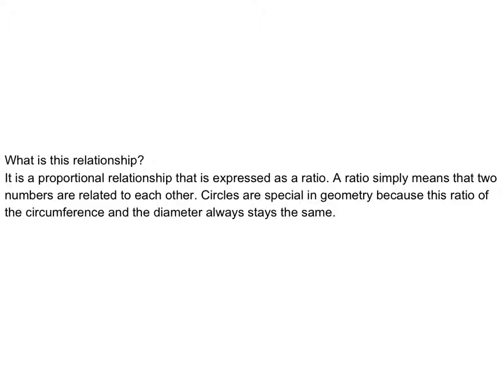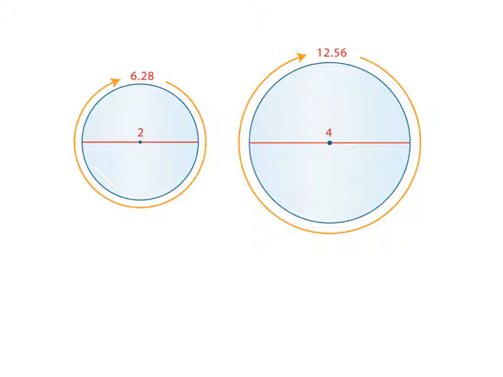There's a relationship between the size of the diameter and the size of the circumference. The relationship is a proportional relationship that we express as a ratio. A ratio simply means that two numbers are related to each other. Circles are special in geometry because this ratio of the circumference and the diameter always stays the same. Here are two examples of circles that have a diameter across the middle and the circumference around the outer edge.